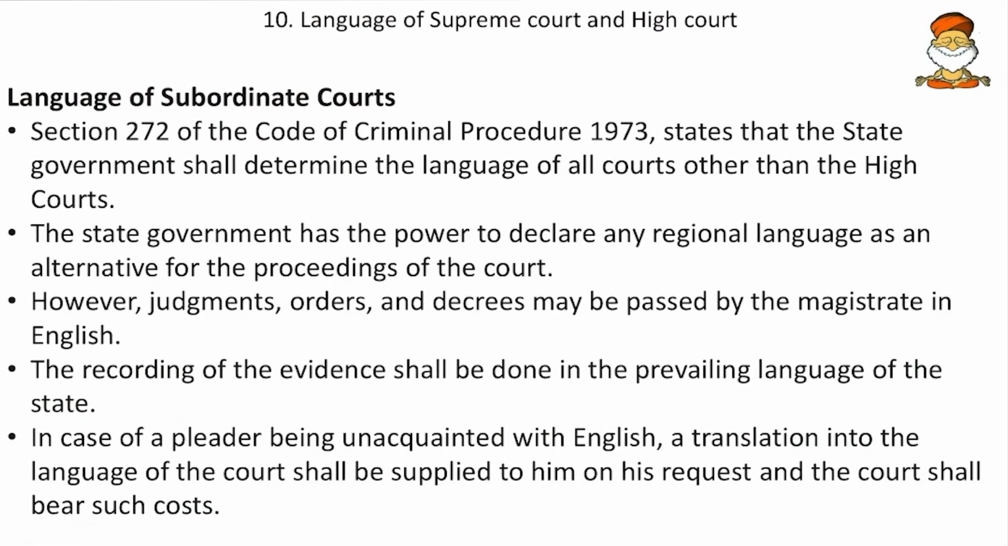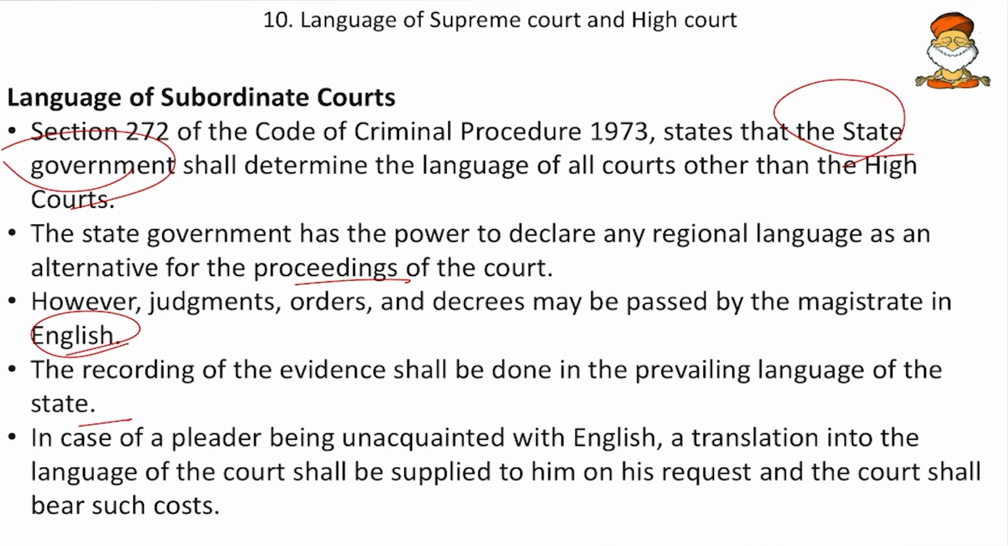Then the language in the subordinate courts. So section 272 of the Code of Criminal Procedure states that the state government shall determine the language of all courts other than the High Courts. So here mark state government as important. Then the state government has the power to declare any regional language as an alternative for the proceedings of the court. But however, judgments, orders and decrees may be passed in the magistrate in English. And then the recording of evidence shall be done in the prevailing language of the state.